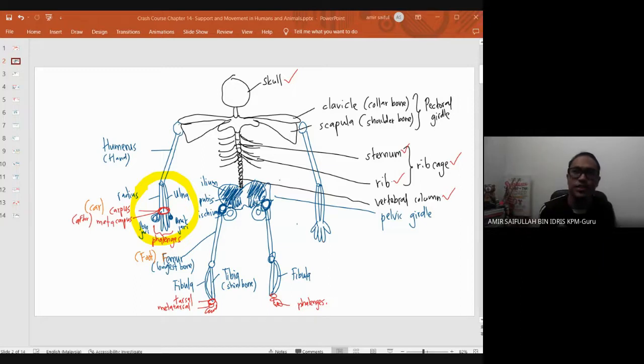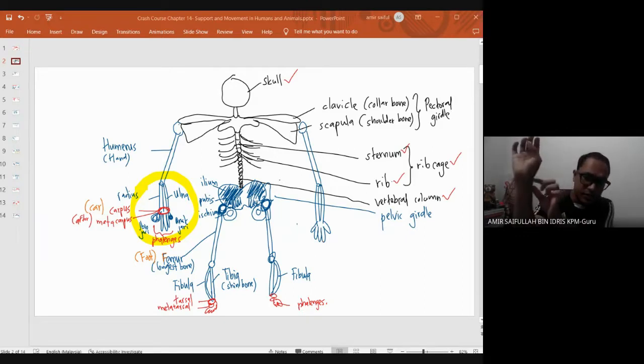So macam mana cikgu ingat? Cikgu ingat ibu jari. Ibu jari, jari sini. So yang ni adalah radius. Ulna, anak jari. So anak jari punya ialah ulna. Okay, so that's how I remember lah. Clear? Okay, so dekat sini ada dua bone. Radius yang daripada ibu jari, ulna daripada anak jari. Okay? Alright.